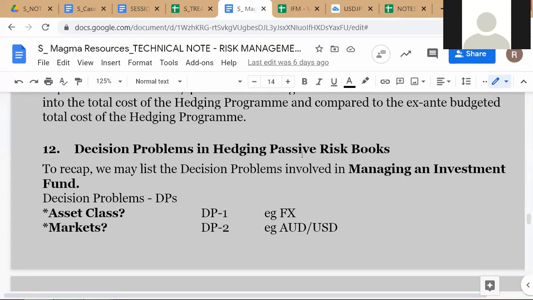They were just running their business, and passively they ended up with some risks. So you have to manage the risks on that. Now this is what corporate treasury risk management or hedging is all about. Okay. So now we go back to the concept of the decision problems which we encountered earlier when we were looking at your active risk books.